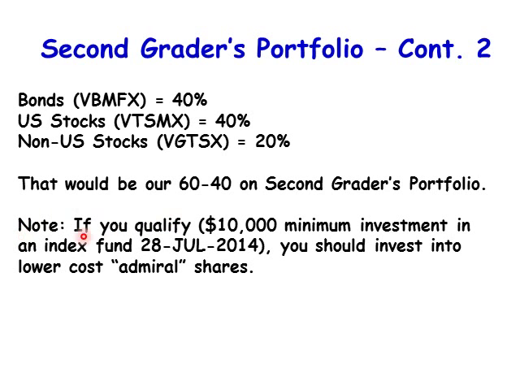Note, when you try to buy these Vanguard funds, if you do qualify, and qualification currently is a $10,000 minimum investment in an index fund, as of today, 28 July 2014, you should invest into lower cost Admiral shares. Vanguard has investor shares and also has something called Admiral shares. These shares are less expensive, cheaper. So if you do qualify, you should try to get into Admiral shares.